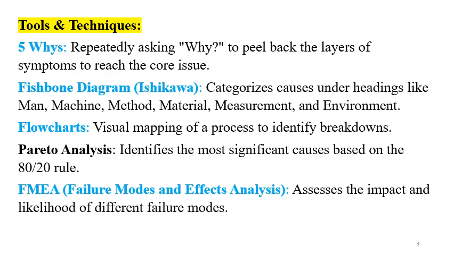Fishbone diagram, the Ishikawa diagram. It categorizes causes under headings like man, machine, method, material, measurement, and environment. Because these are the key factors because of which the problem may arise, the deviation may happen, the incident or accident may happen. So all these headings are taken into consideration to check which factor is affected.